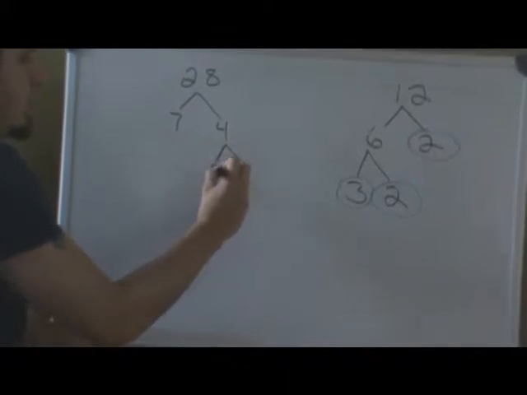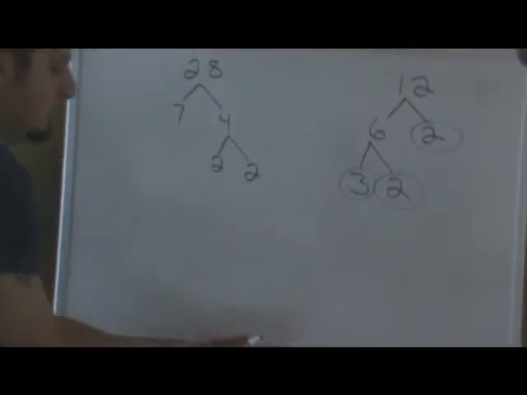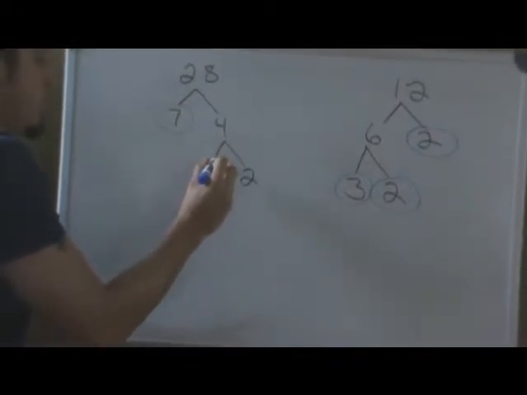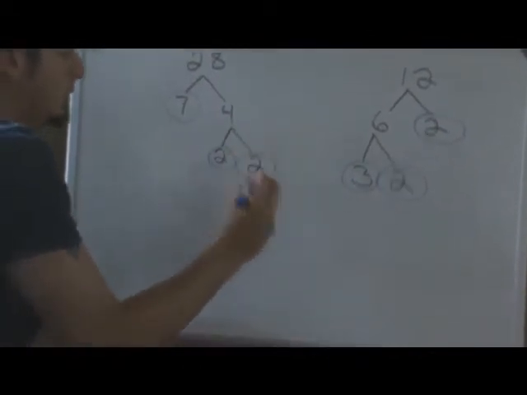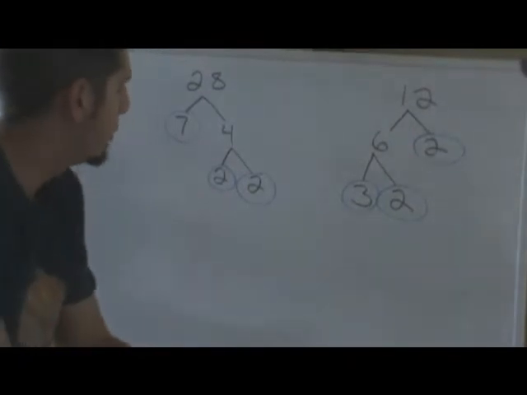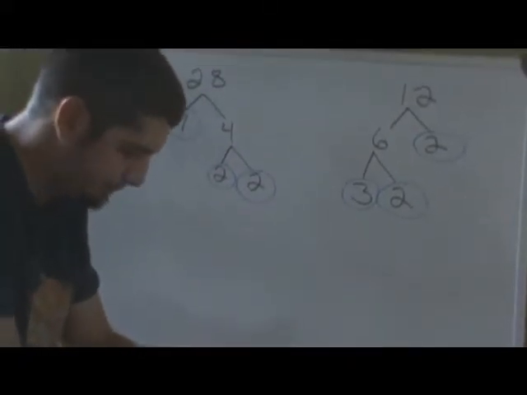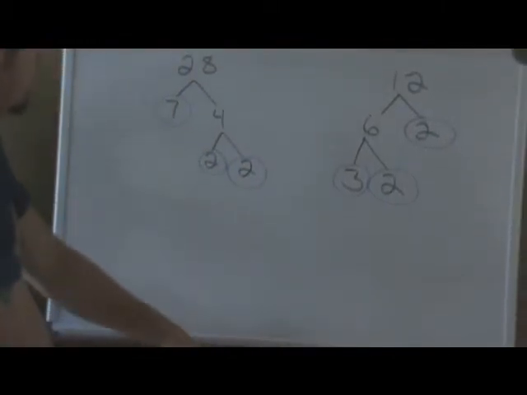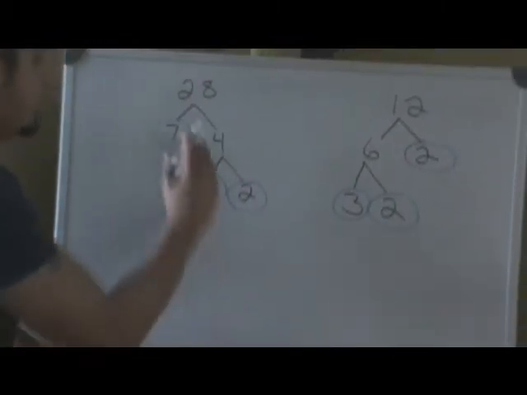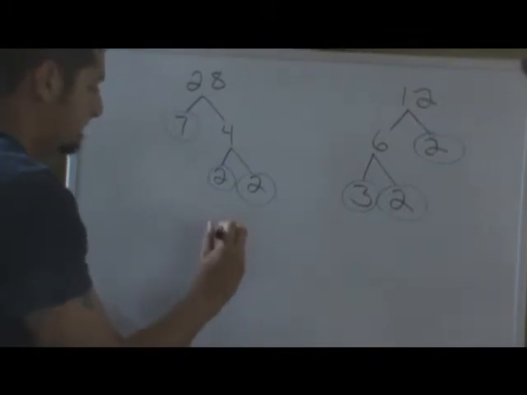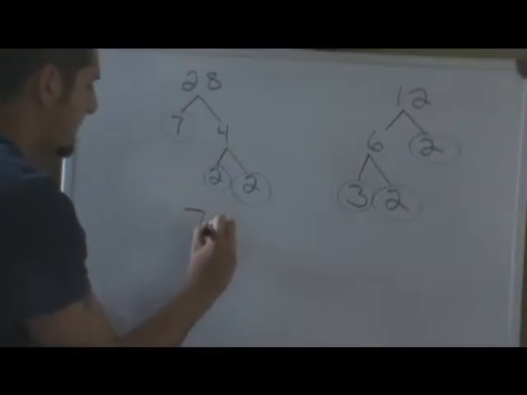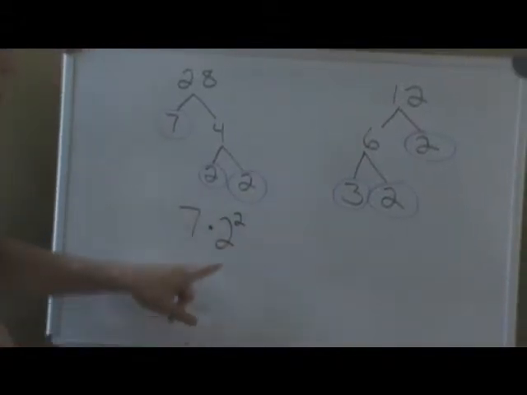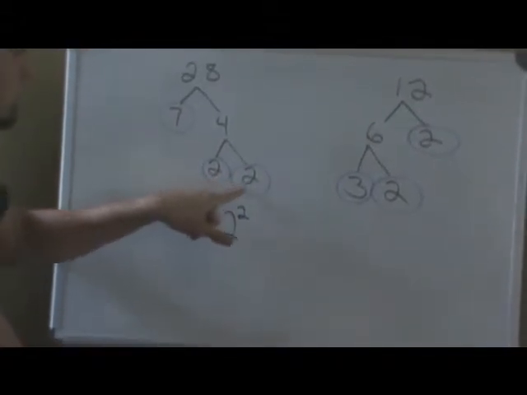And I know that 4 can be broken down to 2 times 2. 7 is a prime number, so that branch is ended. Both of the 2's are also prime numbers, so those branches have also ended. So at this point, the prime factorization of 28 is 7 times 2 squared. And I say 2 squared because I have two 2's.